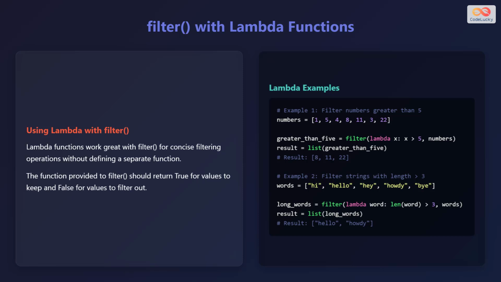In the second example, we are filtering strings with a length greater than 3. We use a Lambda function to check the length of each word. Filter then keeps only the words that have more than 3 characters. The result is a list of strings with more than 3 characters.